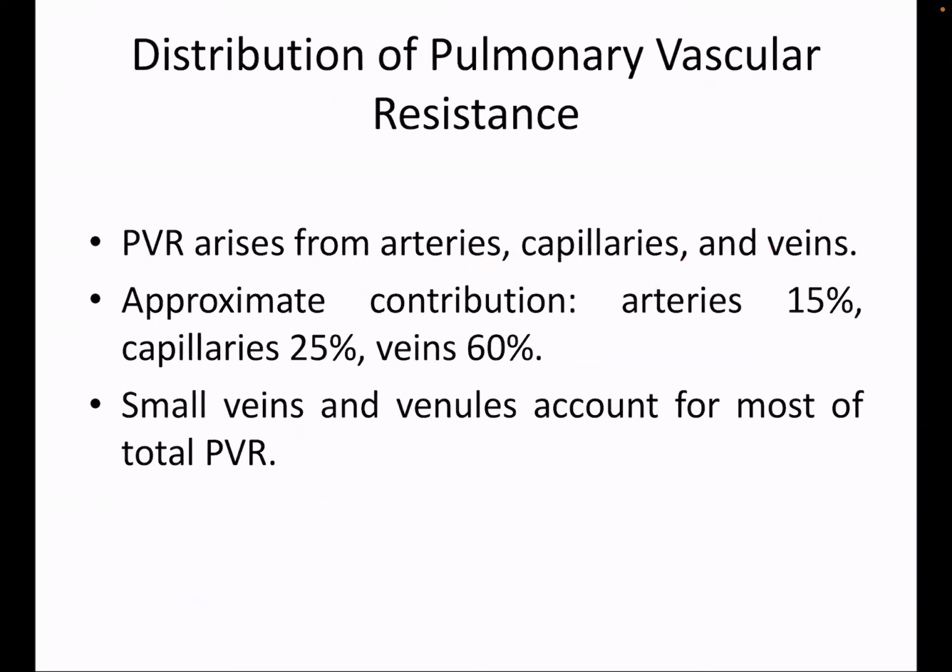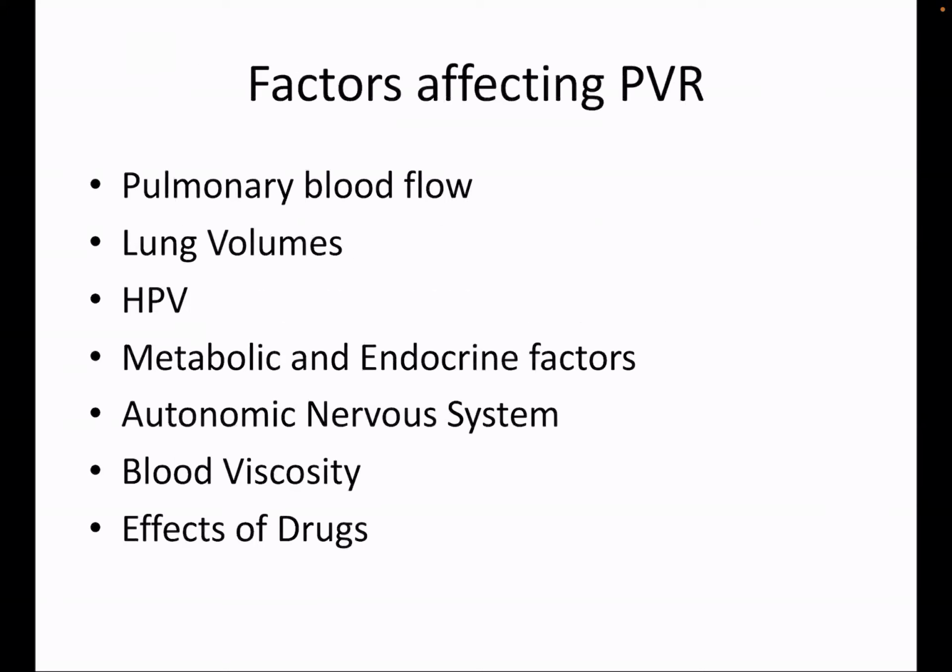So now, how is the pulmonary vascular resistance distributed in the lungs? PVR is actually contributed by the arteries, capillaries and veins all, but the maximum contribution is from the veins and the capillaries. But when there is a prolonged increase in blood flow through the lungs, there are certain changes in the overall vasculature, which I will discuss later on. That may lead to an irreversible change and will lead to pulmonary hypertensive disease or pulmonary vascular occlusive disease.